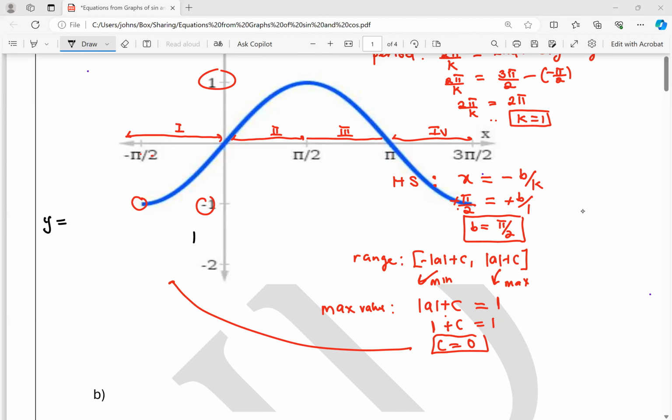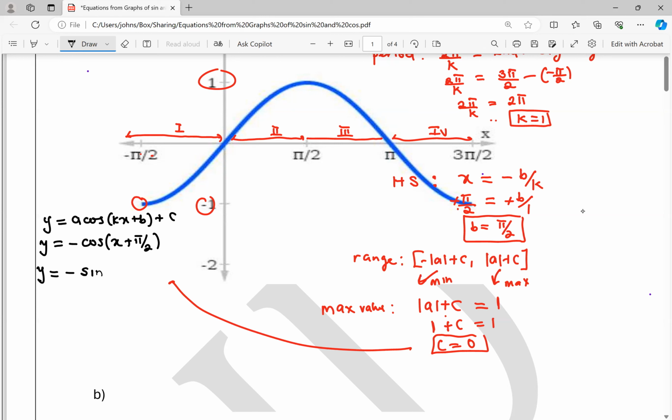y is equals to a cosine kx plus b plus c. So y is just going to be what? If you substitute these values now, we will have what? A is minus 1, so you have minus cosine. K is 1, so you have x. B is pi over 2. And you can see that c is equals to 0. So it means we have this is our equation, right?